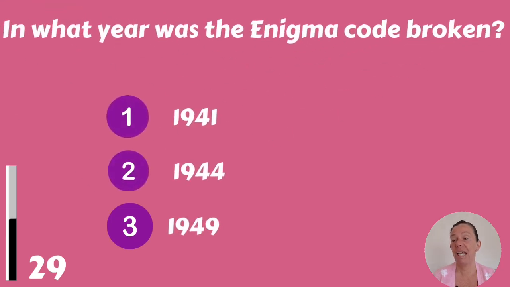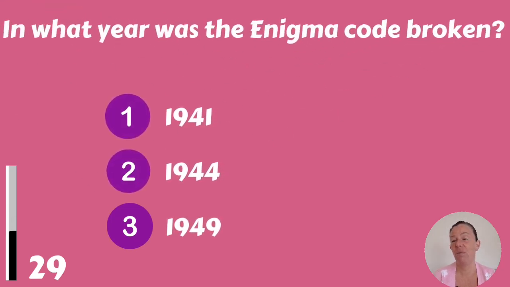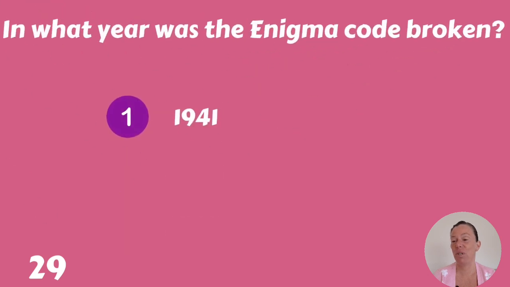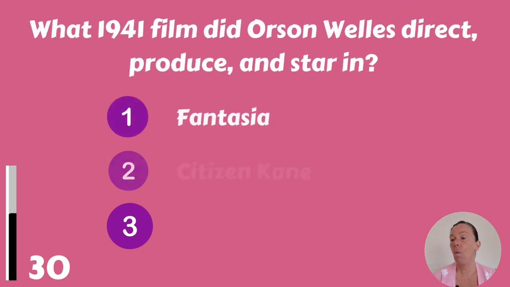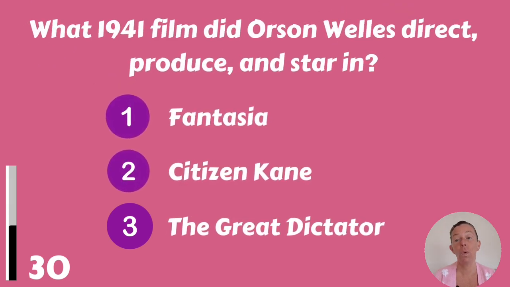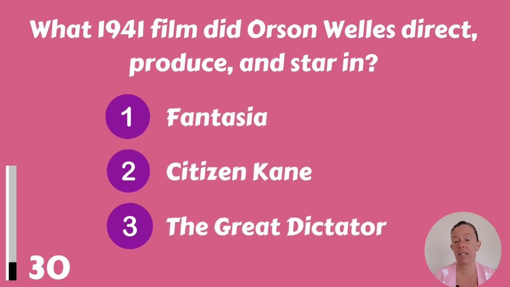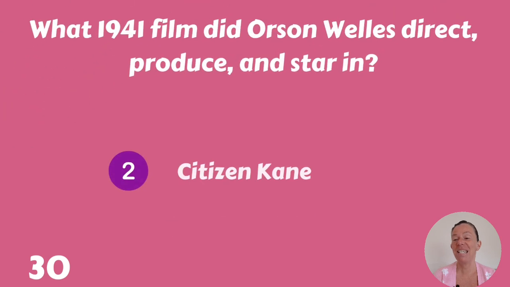In what year was the Enigma code broken? 1941, 1944 or 1949? It was 1941. What 1941 film did Orson Welles direct, produce and star in? Fantasia, Citizen Kane or The Great Dictator? Citizen Kane.